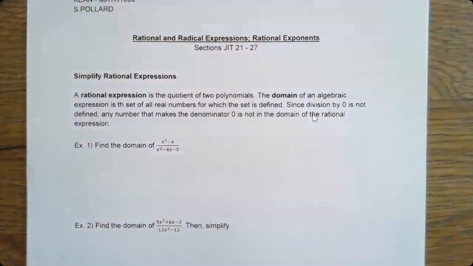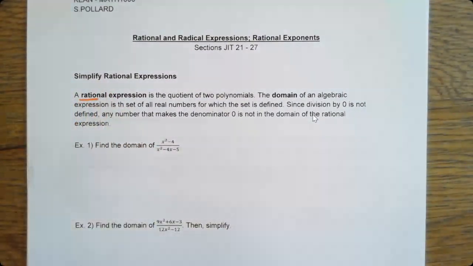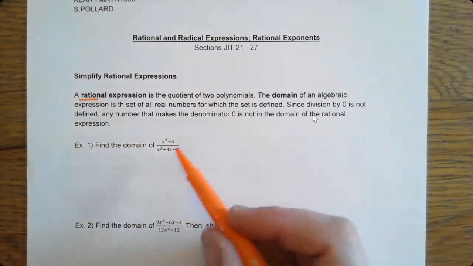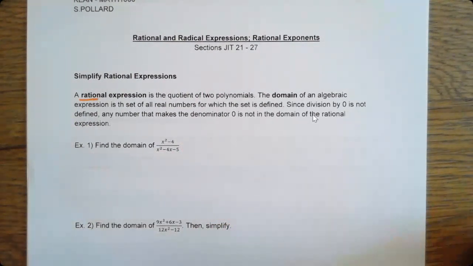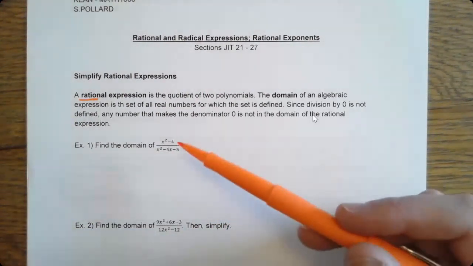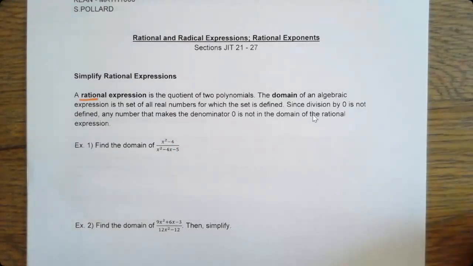So rational expressions, and you can see that word ratio right there, are just a quotient of two polynomials. So it's basically a fraction, but typically we have variables in the numerator and denominator. The most basic rational expression is just a plain fraction, but in an algebra class, you're going to see something a little more complicated, where you have a fraction with polynomials in the numerator and denominator.